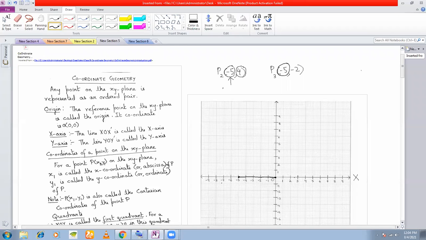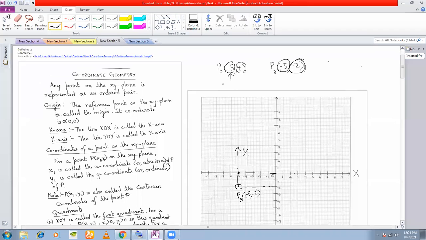Once you stop at the x coordinate, now you look at the y coordinate. You see that the y coordinate is also negative, so obviously you will move in the negative direction of y also. This is the positive direction of y, so you will not move in this direction because the y coordinate is negative. You will move in the negative direction, that is this way, and you will stop here because this is -2. So this is your point P3, (-5, -2). Clear with this?